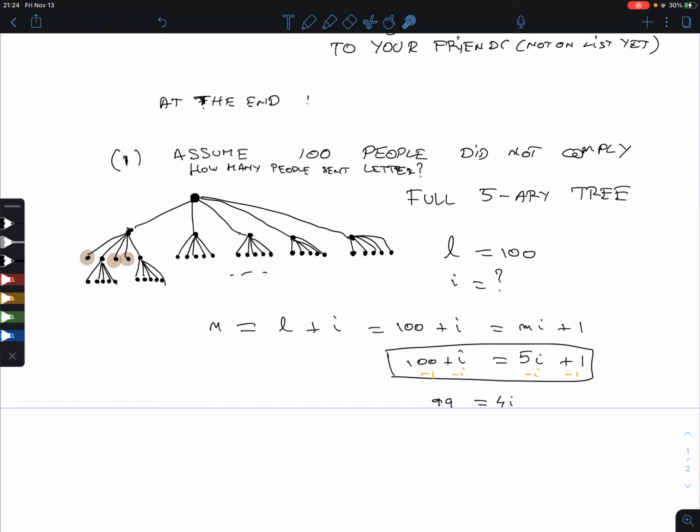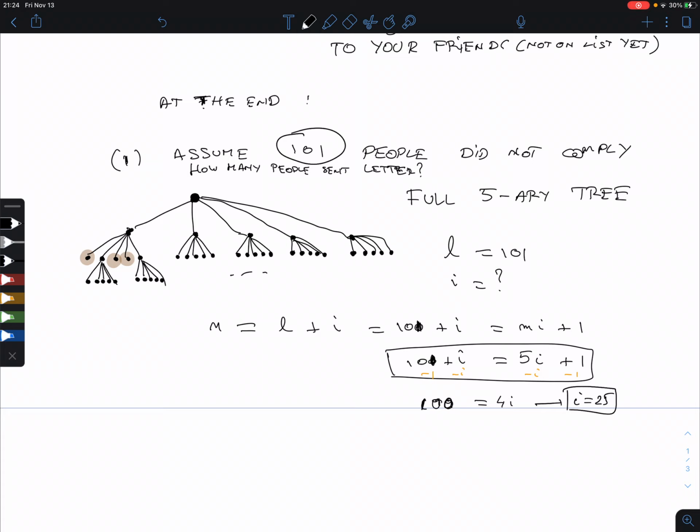So I have to adjust the number here a little bit to make sure that it works. So let's say there were 101 people. Sorry, but the mistake comes from I misread the question, and therefore I used the wrong numbers. So assume there are 101 people, okay? The only thing I'm changing is the 101 here. So now we get 100 equals 4i, and I see that I is 25. So that means that 25 people have sent out a letter, and 101 did not.